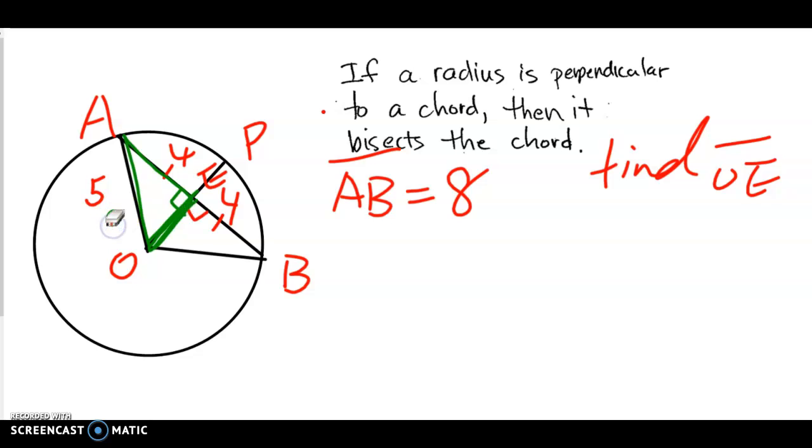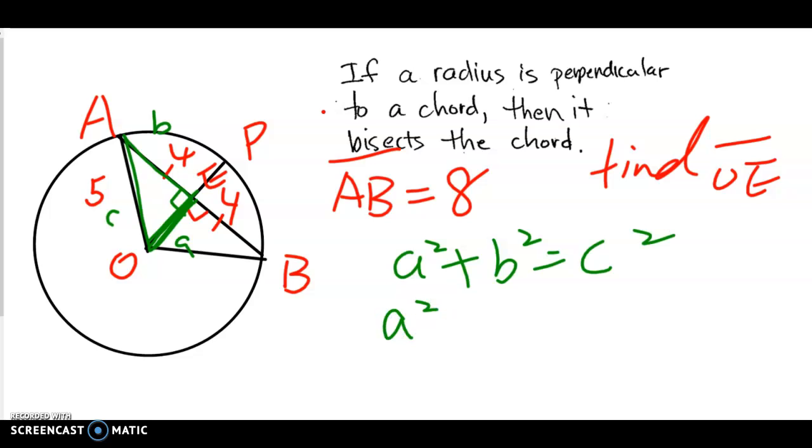Okay, in this right triangle, as we see, we know C, which is the hypotenuse, is 5. And one side, we can say this is B, which is 4. And we are looking for OE, which is A. Based on the Pythagorean theorem, which is A squared plus B squared equals C squared, we input the numbers and substitute the letters: A squared plus B, as we said, is 4. So 4 squared is 16, equal to C squared, 5 squared, is 25.